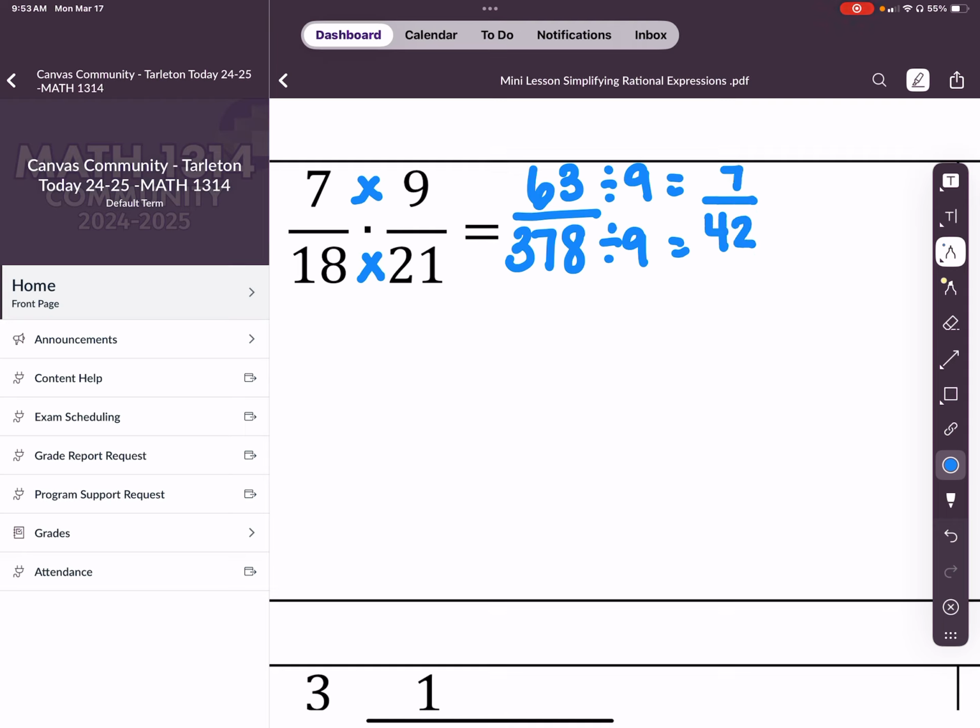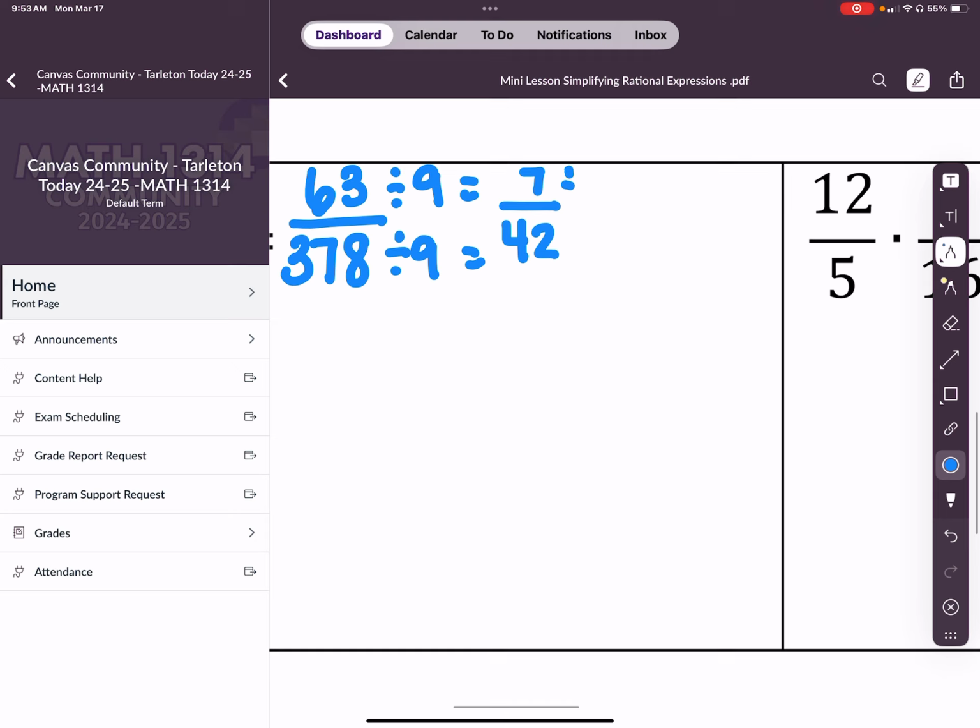Okay, well, I know my factors of 7, and I know that 7 and 42 can both be divided by 7. So I'm going to go ahead and reduce it one more time by 7. So 7 divided by 7 gives me 1. 42 divided by 7 gives me 6. Okay, so this would reduce to 1 over 6.